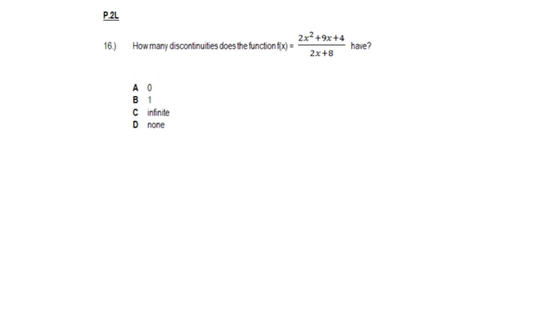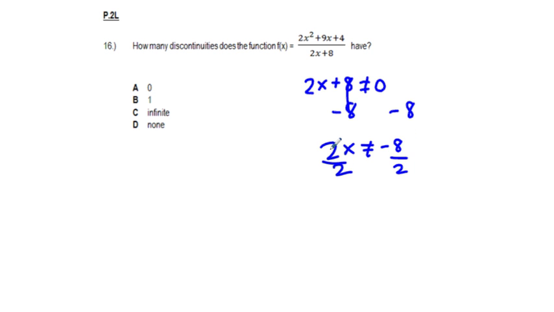16. How many discontinuities does the function f of x equals 2x squared plus 9x plus 4 over 2x plus 8 have? Well, to find our discontinuities, we set our denominator not equal to 0, because it cannot equal 0. If we subtract 8, we have 2x is not equal to negative 8. Dividing by 2, we have x is not equal to negative 4. So that's going to be one discontinuity as far as I can tell.